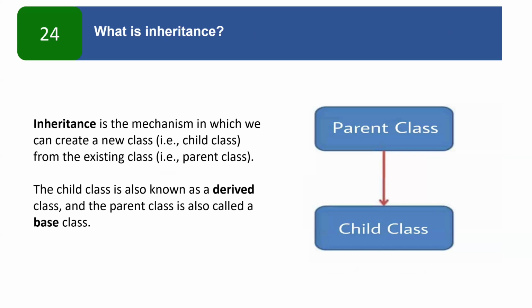Question number 24. What is inheritance? Inheritance is a mechanism in which we can create a new class. The new class is also called the child class, created from the existing class. The existing class is also called the parent class. The child class is also known as the derived class and the parent class is also called the base class.